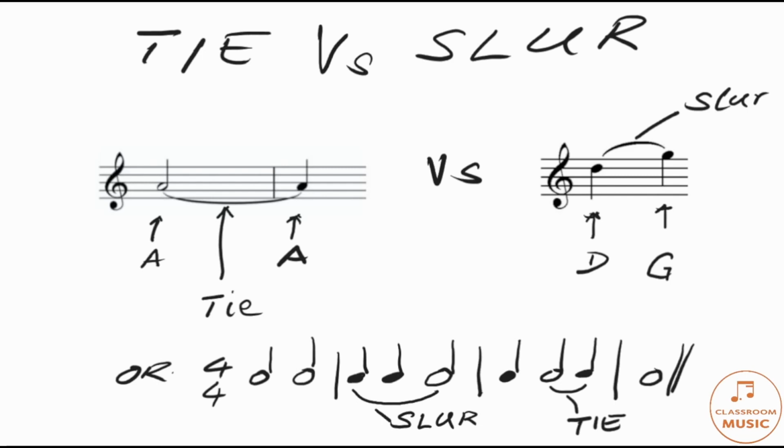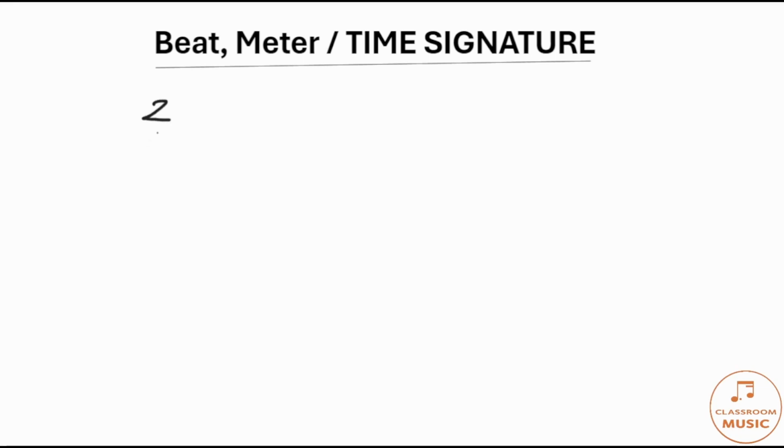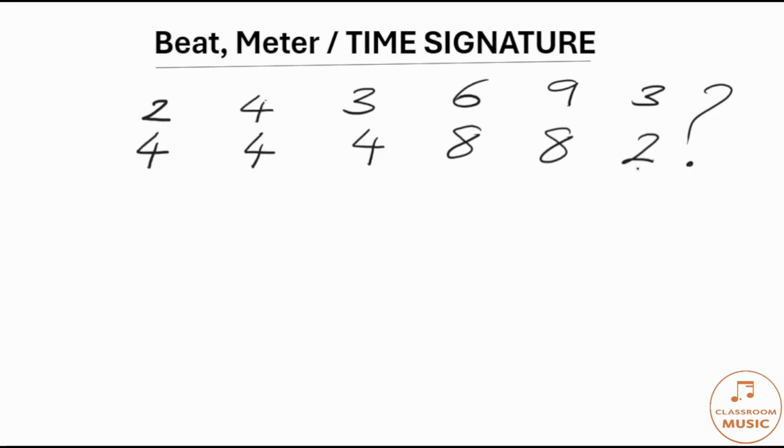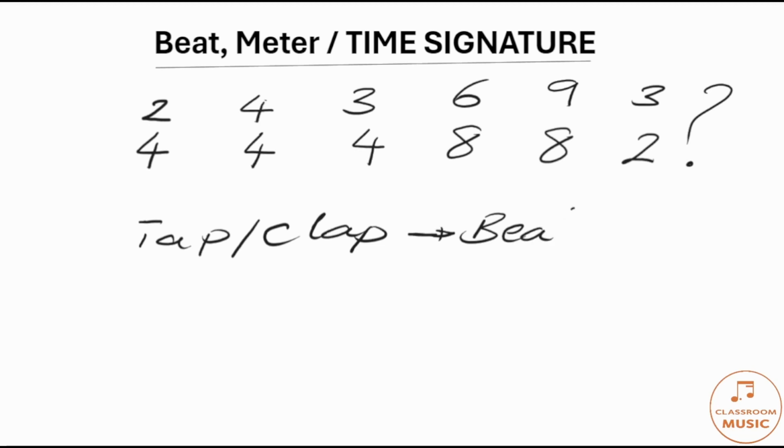Now let's move to the next part, the beat, meter, or time signature. Have you ever tapped your feet or clapped your hands every time you hear your favorite music? And have you figured out that your tapping pattern repeats again and again? This is what we call a beat. So, when we tap our feet or clap our hands, we are following the beat of the music. That beat is what we call the meter. And in written music, that is called the song's time signature.